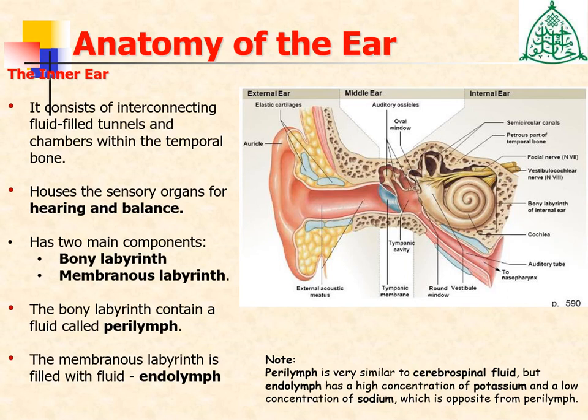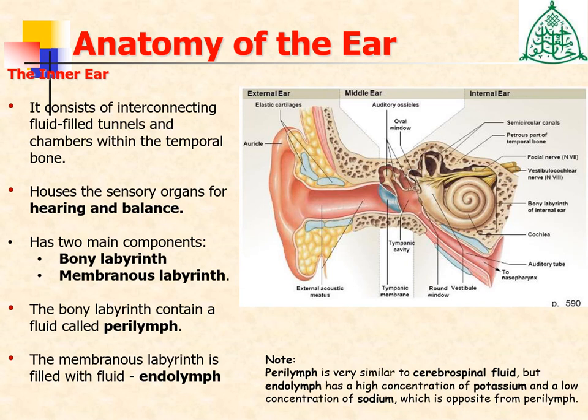Now, I'm going to the inner ear. The inner ear consists of interconnecting fluid-filled tunnels and a chamber within the temporal bones. This part of the ear houses the sensory organs for hearing and balance, and it has two main components. We have the bony labyrinth and the membranous labyrinth.